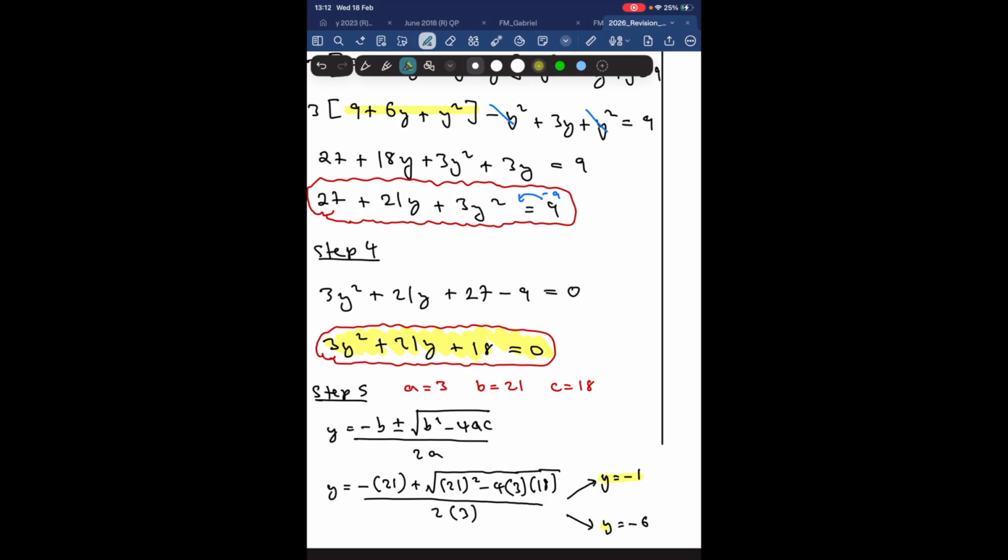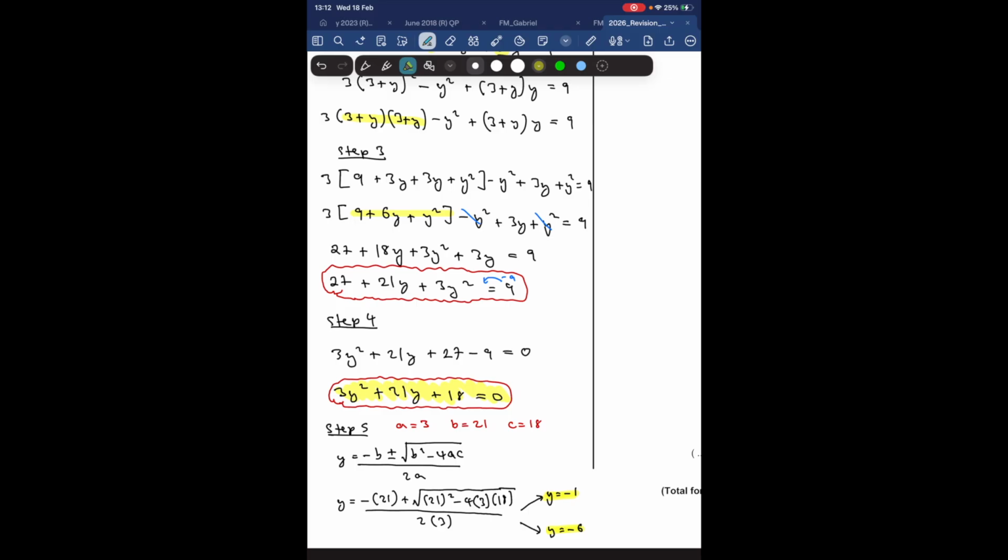Now remember, this is not the end of it. We're looking for the coordinates of a point of intersection. So for each of these values of y, we need to calculate the corresponding x coordinate, or the corresponding x values. And that's what we're going to do in step 6.